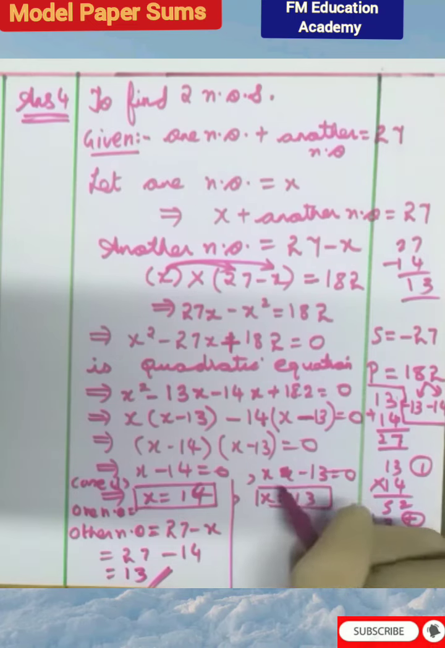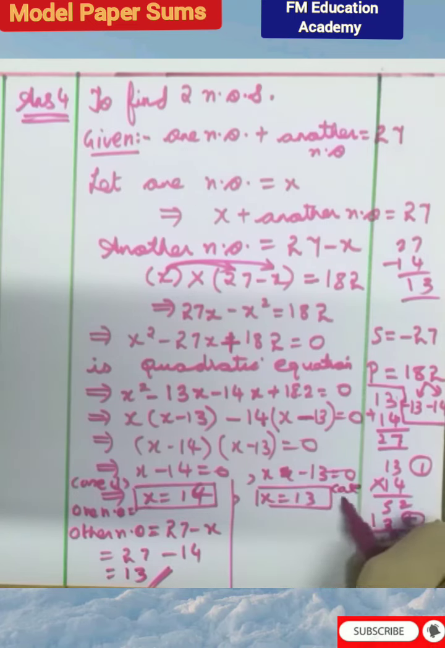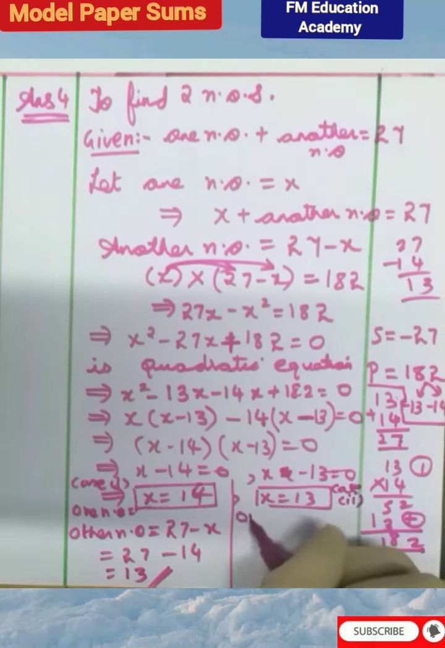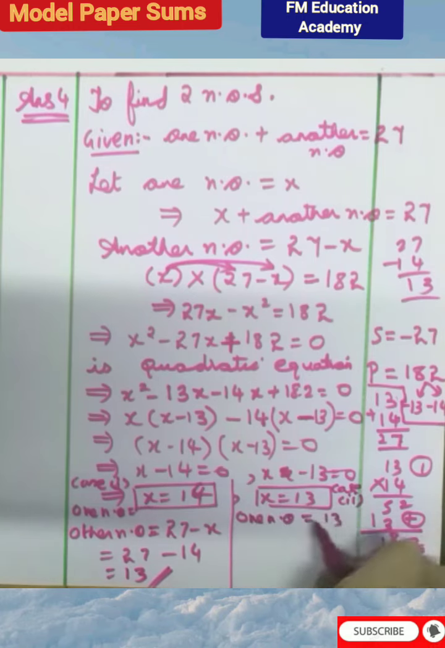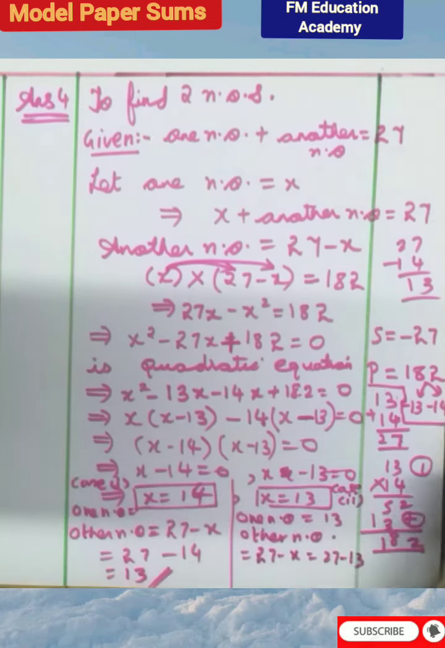Similarly, this is my case 2. When one number is 13, that is x, the other number is 27 minus x, that is equal to 27 minus 13. Similarly, we know 13 plus 14 is 27. So 27 minus 13 will be equal to 14. So the other number will be 14.